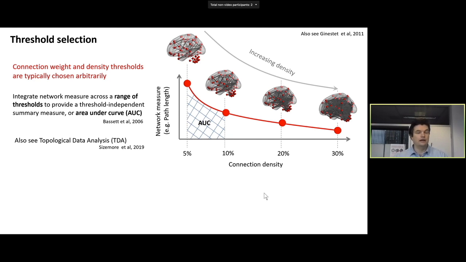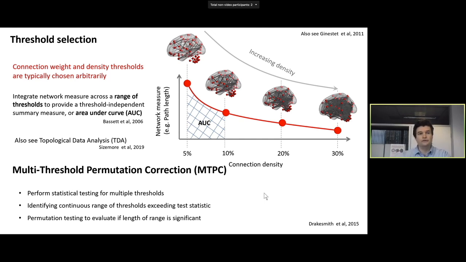Check out the work by Sizemore. There is also an approach called multi-threshold permutation correction. This is also evaluating a range of thresholds and looking for a continuous range at which we can reject a null hypothesis. This is work by Drake Smith and colleagues.